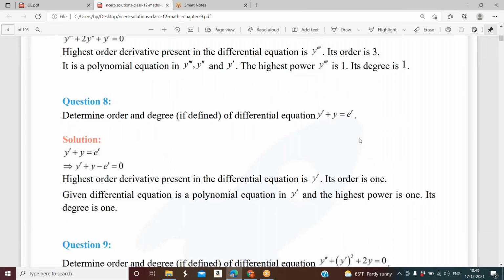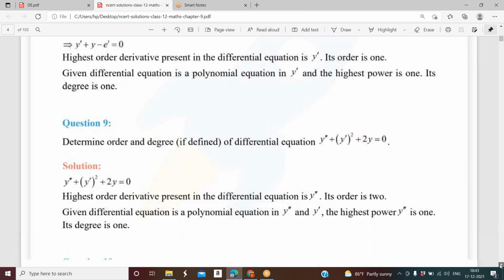What about the next equation? y' + y = e^t. Whether it's a polynomial equation? Yes, it's a polynomial equation. We can define the degree also. What is the highest order derivative here? There is only one derivative, y', dy/dx. Y is differentiated with respect to x 1 time. So highest order is 1 and its power is 1. So degree is 1 and order is also 1.